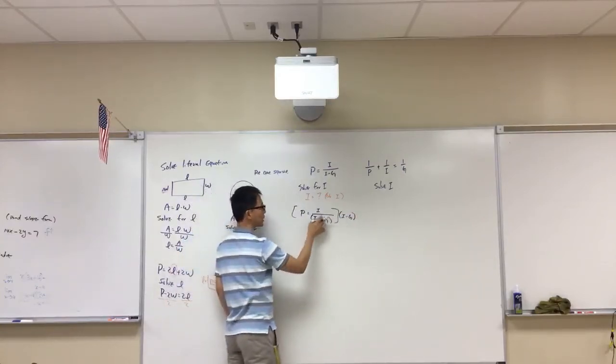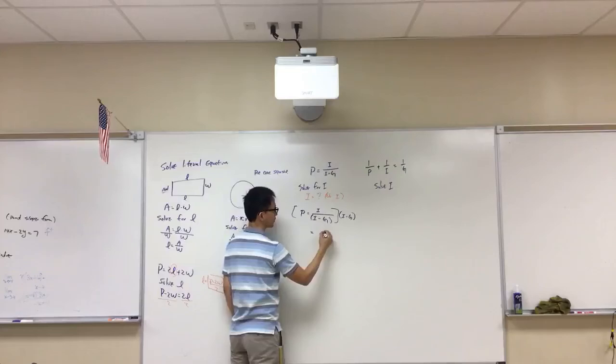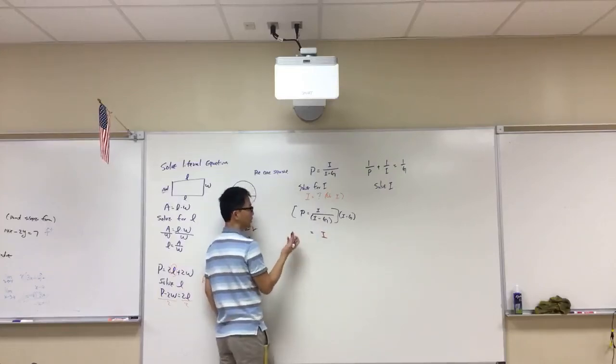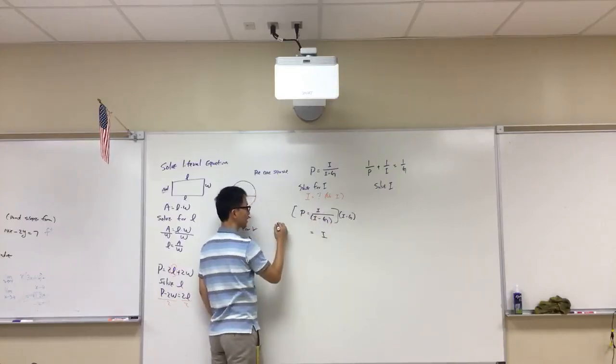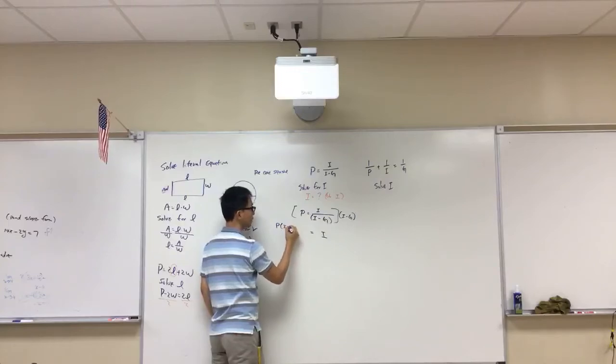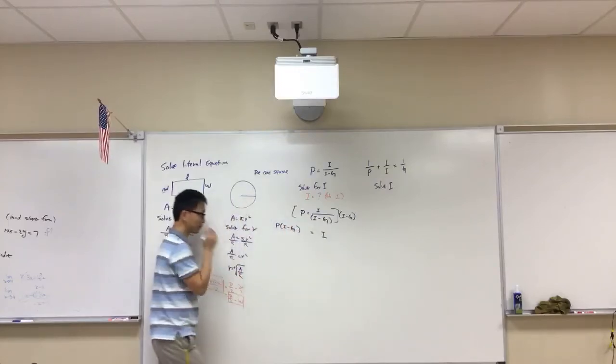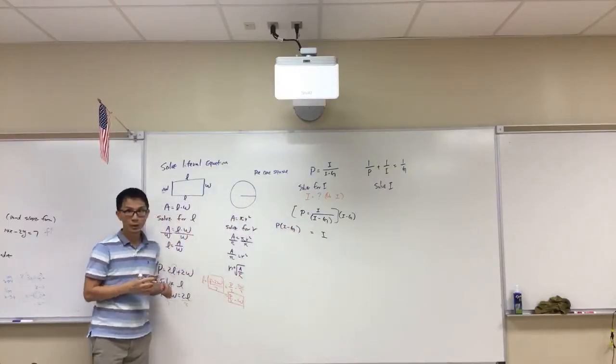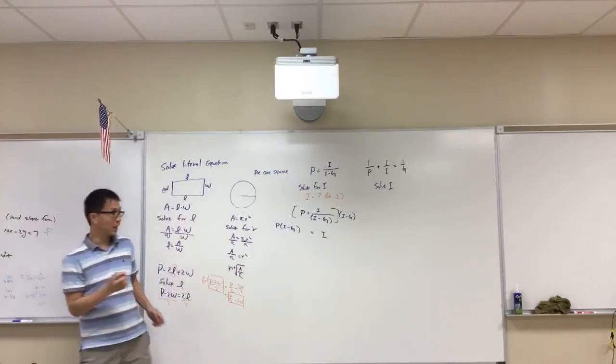When I multiply on this side, what will happen on the right side? You cancel the left with I. On this side, it's going to be P times I minus G. But I thought there was no I on the other side. The problem is I is on two separate sides.